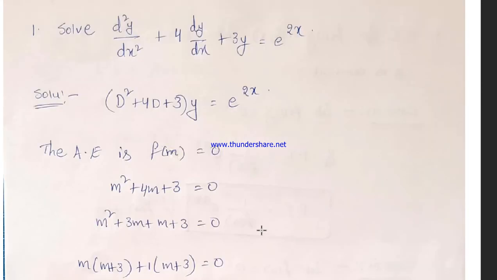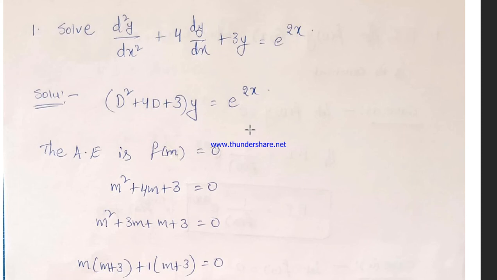Next example: solve d square y by dx square plus 4 dy by dx plus 3y equal to e power 2x. This is the given second order differential equation. First you need to write it in operator form. What is the operator form? D by dx is equal to capital D, we know that. So we can write the operator form as D square plus 4D plus 3 into y equal to e power 2x. First you need to find the complementary function.